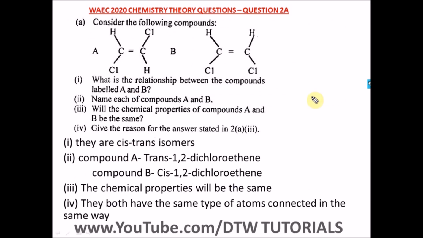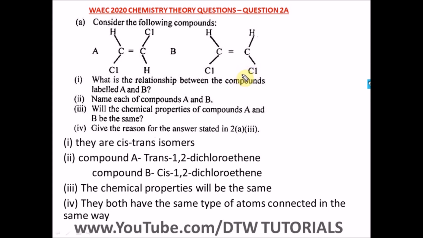Question 2, WAEC 2020 theory question. Consider the following compounds. What's the relationship between compound A and B? Give the name of compound A and B, and will the chemical properties of compound A and B be the same? Give your reason for your answer. So compounds A and B are cis-trans isomers. They are stereoisomers with the same formula, but their functional groups are different.